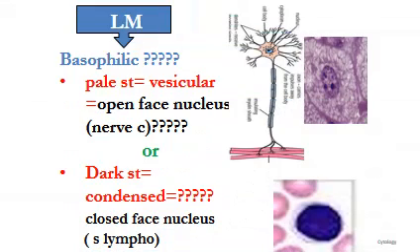Now to see the nucleus by light microscope. If you remember, nuclei contain DNA and RNA, so it appears as a basophilic structure, either pale stained, and in this case we term it a vesicular nucleus or open-faced nucleus, like that of nerve cells, and this indicates a highly active nucleus. Or it can appear dark stained, also basophilic, and in this case we describe it as a condensed, closed-face nucleus, for example in small lymphocytes.